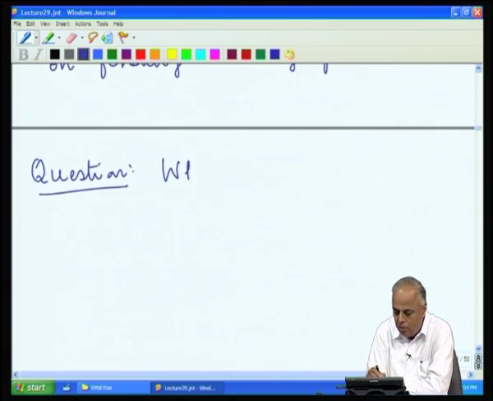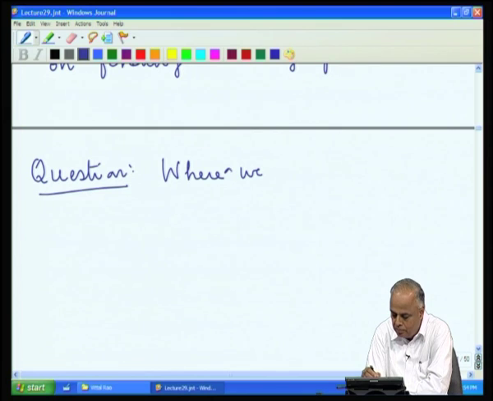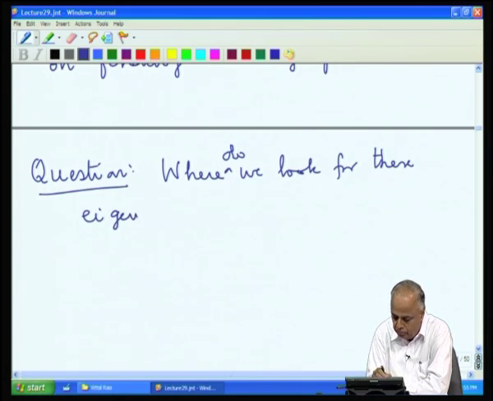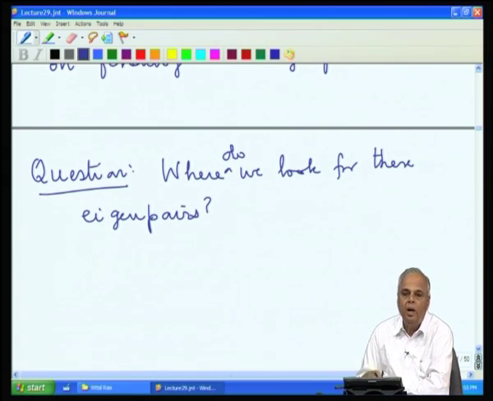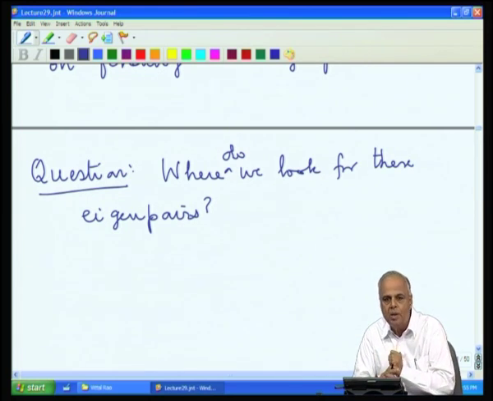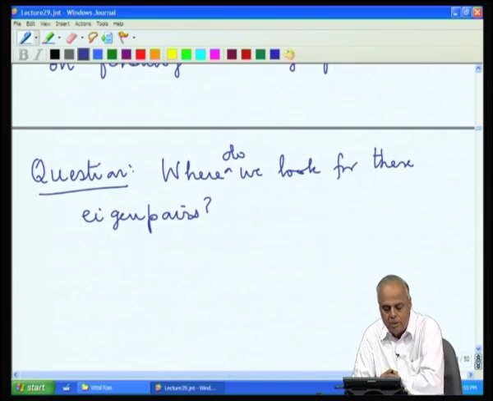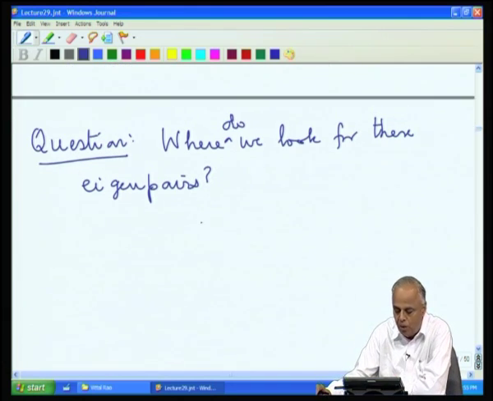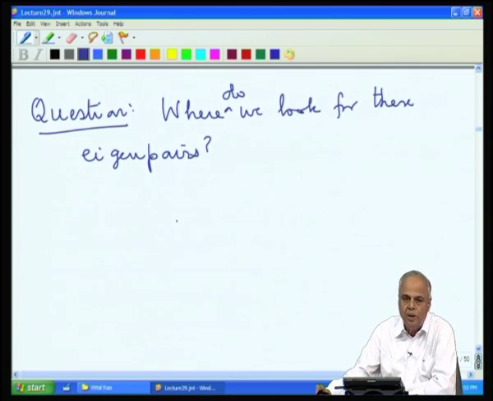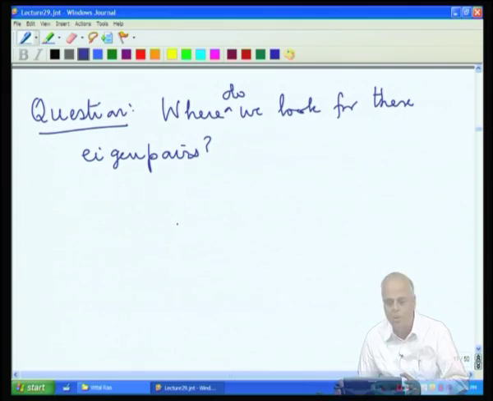Where do we look for these eigenpairs? That should be our main goal. In fact, the search for these eigenpairs is going to occupy the main analysis of diagonalizability or otherwise of a given matrix. So, we shall now begin our analysis to find the answer to this question of where we look for these eigenpairs.